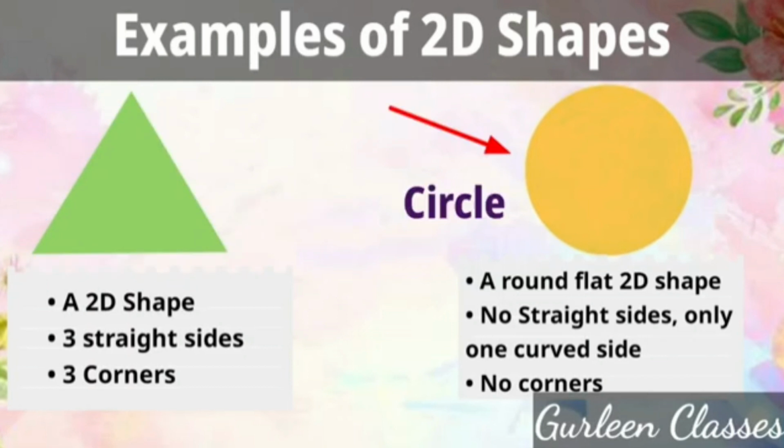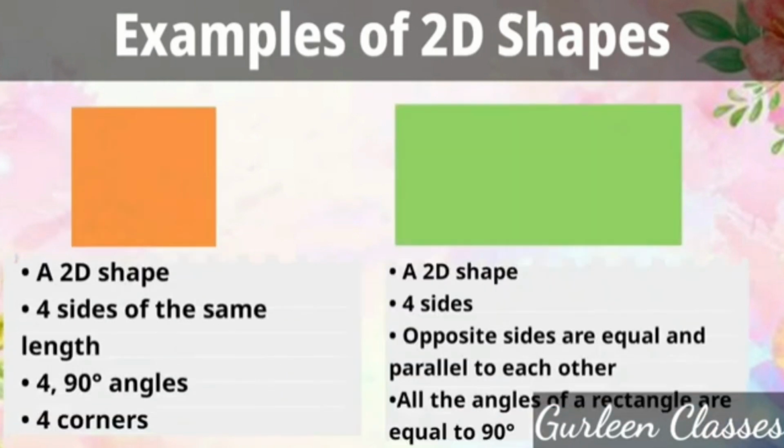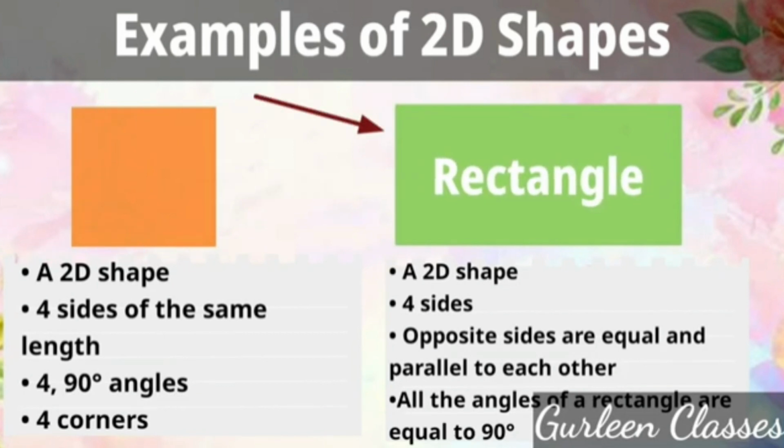The second shape you can see, circle. It is a round flat 2D shape. No straight sides, only one curved side and no corners. The third shape you can see here is square. It is a 2D shape. 4 sides are of same length, 4 90-degree angles and 4 corners. Then rectangle, it is also a 2D shape which has 4 sides where the opposite sides are equal and parallel to each other. All the angles of a rectangle are equal to 90 degrees.